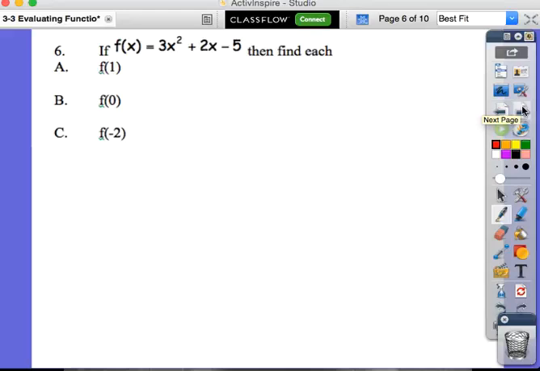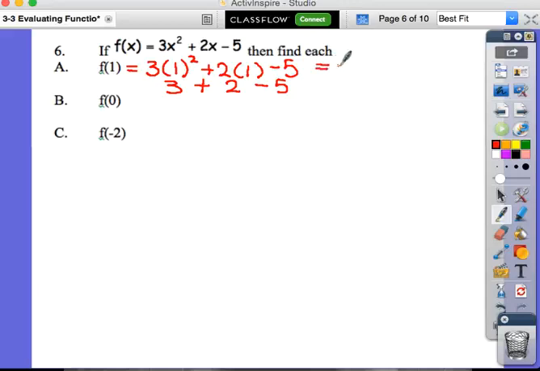All right, f of 1. So we're going to put a 1 everywhere that we see an x. Okay, so f of 1 equals 3, and then in parentheses, I'm going to put my 1 with my squared outside, plus 2 times 1 minus 5. Okay, so 1 squared is 1, times 3 is 3, plus 2 times 1 is 2, and then minus 5. Okay, well, what's 3 plus 2? 3 plus 2 is 5, minus 5 is 0.